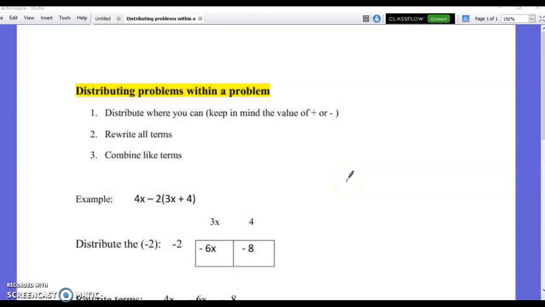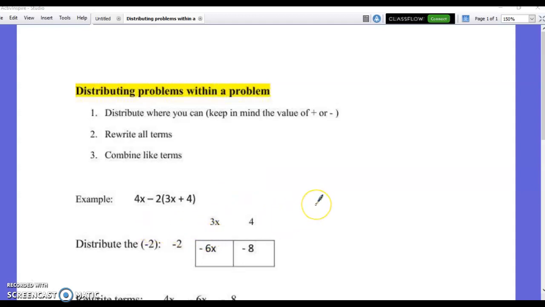All right, so the final part about distributing that we need to cover is when there's basically a distributive problem within a problem. So we've practiced just distributing. We've used the box method. If you like that, you can continue to use it. But I can teach both methods as well.